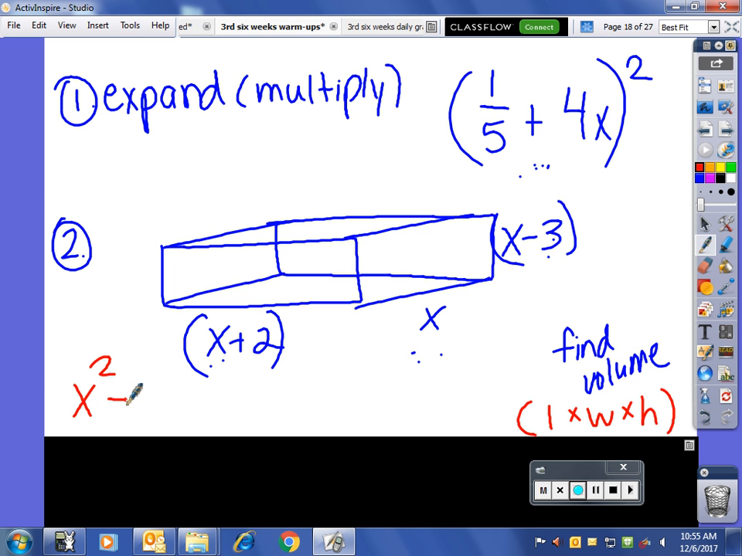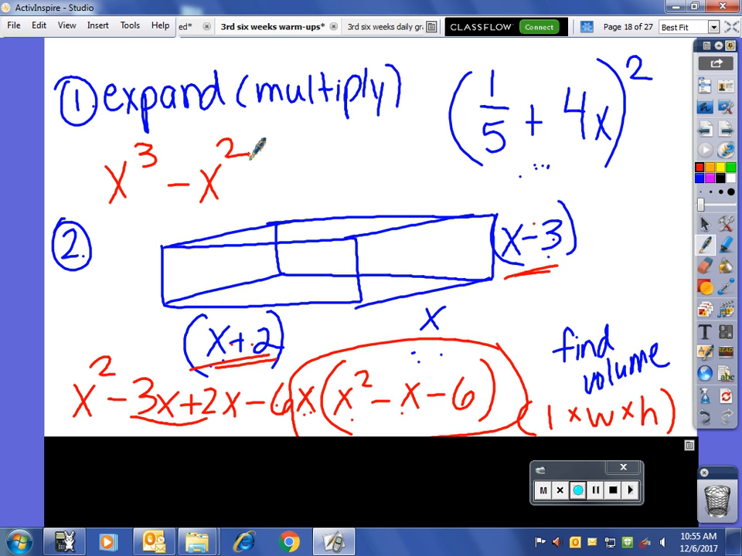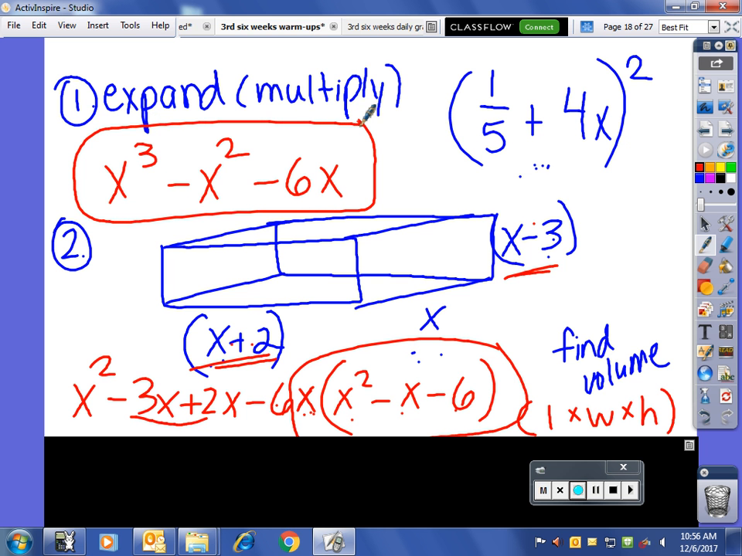Alright, I got x squared minus 3x plus 2x minus 6. Add those like terms up and you get x squared minus x minus 6. Now that's just the length times height. All I've done is this times this. I still have to multiply that by x. Okay, so now let's do this. What's x times x squared? X to the third. What's x times negative x? Negative x squared. What's x times negative 6? Negative 6x. Okay, so that's my volume.